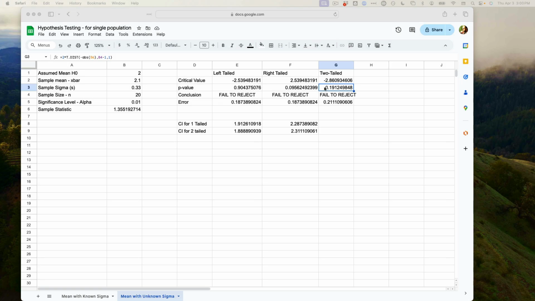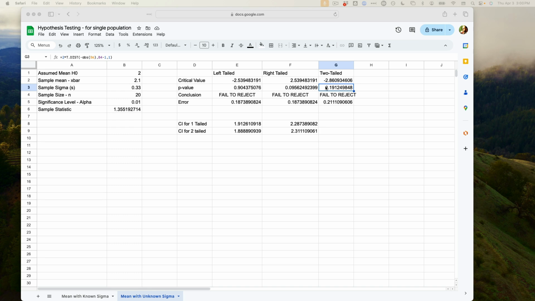So this is the area to the left of my negative t statistic and the right of my positive t statistic, the sample statistic. Those areas are greater than alpha, or the areas in the tail. So therefore, we fail to reject the null, and we cannot say that the weights are different than 2 pounds. We cannot make that claim. As far as we know, it's still on average 2 pounds.